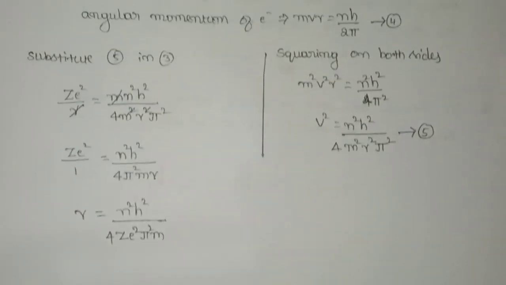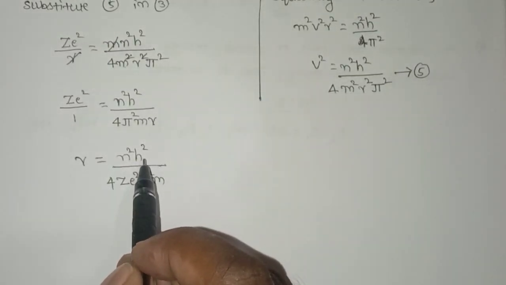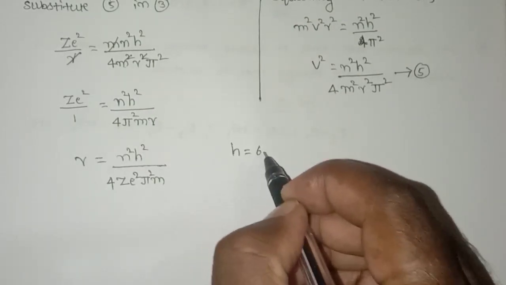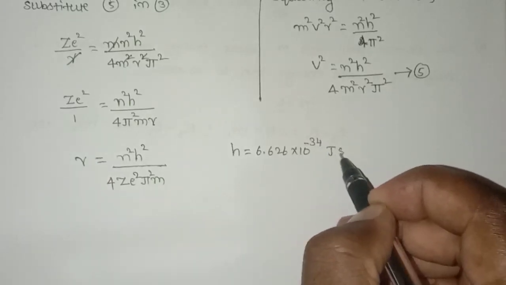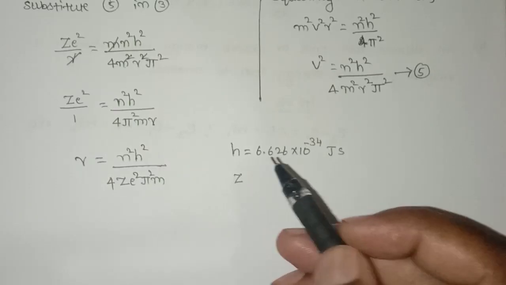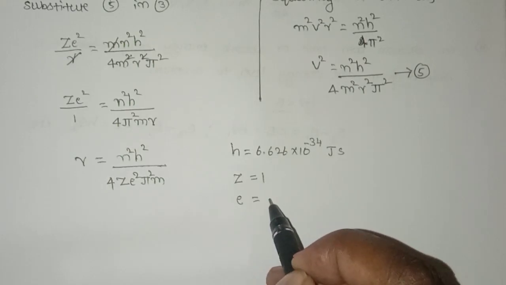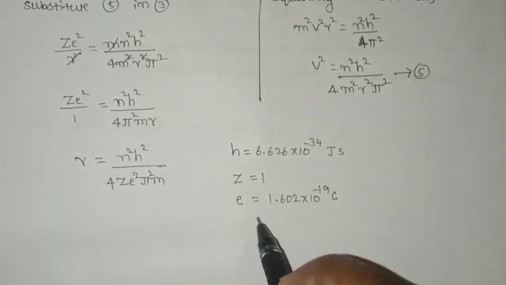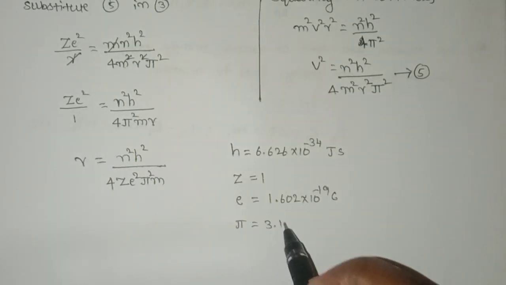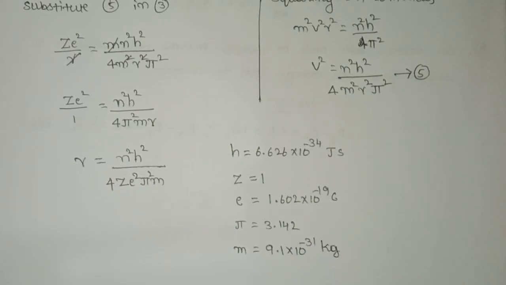Or else we can do some manipulations over here. That means we know the value of h, which is Planck's constant. The h value is 6.626 into 10 to the power of minus 34 joule second. The value of Z is the atomic number, which for hydrogen atom is taken as 1. The value of charge on the electron is 1.602 into 10 to the power of minus 19 coulomb. The value of pi is 3.142, and the mass of electron, as already said, is 9.1 into 10 to the power of minus 31 kg.